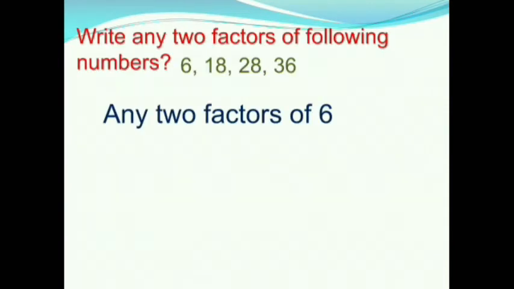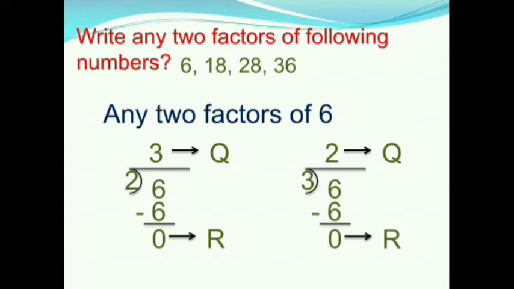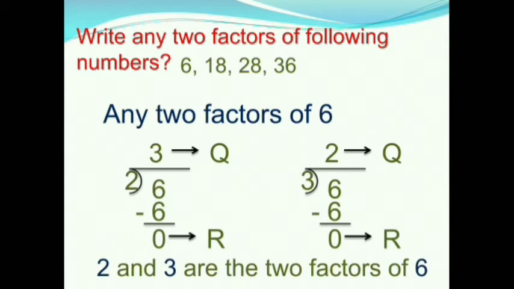Now we should write any two factors of the given numbers. First we will write the factors of 6. 6 is divisible by 2. 3 is the quotient and 0 is the remainder. 6 is divisible by 3. 2 is the quotient, 0 is the remainder. Therefore, 2 and 3 are the factors of 6.